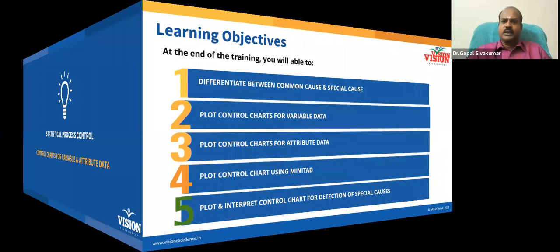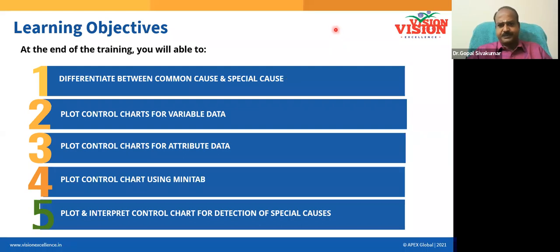Differentiate between common cause variation and special cause variation, and how to plot control chart for variable data. I'm sure all of you by now have clarity on what is variable data, otherwise called continuous data. There is one more type of data called attribute data. You have different sets of control charts, one set for continuous data, one set for attribute data. I'll throw light on it. And then how to plot control chart using Minitab. Because Minitab is user friendly. In no time, you can plot control charts.